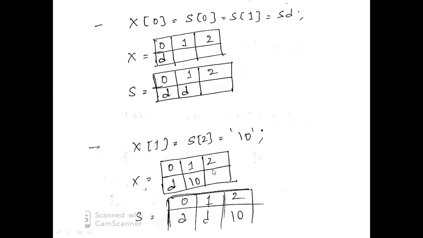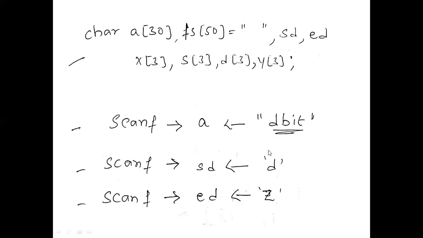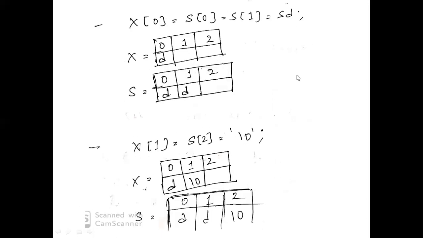In the first initialization statement, x of 0, s of 0 and s of 1 are initialized to SD. As you can see, the character has been initialized to the character D, which is the start flag character. So x of 0 holds D, and s of 0 and s of 1 have been initialized to the same character D. We'll see the use of these arrays as we go through the iterations of the loop.